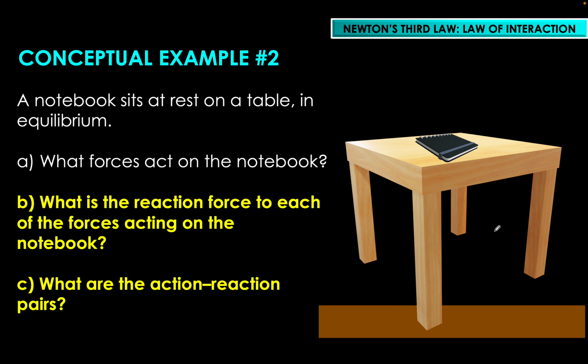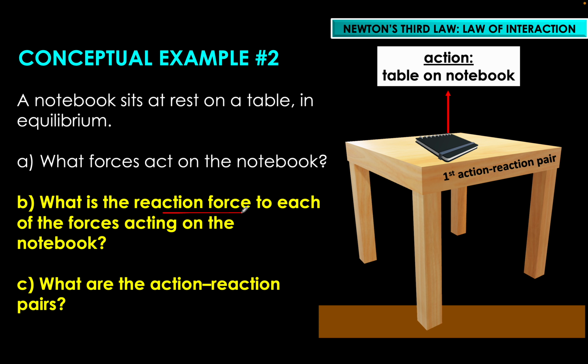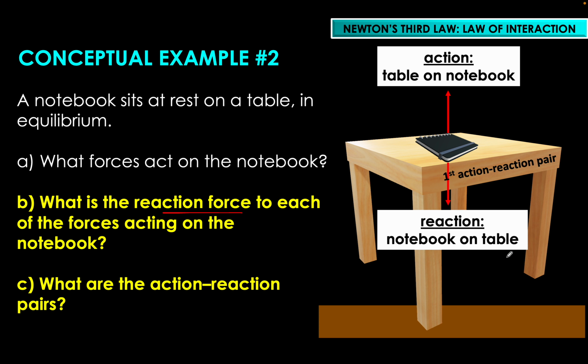So to know the reaction force, let's think of those forces we've identified one force at a time. The first force acting on the notebook, as we have identified earlier, is the normal force exerted by the table on the notebook. So the reaction force to that would be the force exerted by the notebook on the table. It's that simple, because again, we just basically reverse it. If your action force is object A on B, then it would be B on A for the reaction. So table on notebook, then the reaction would be notebook on table.